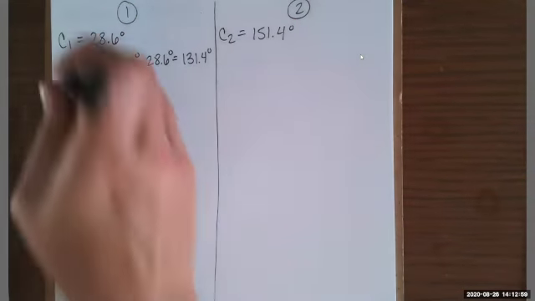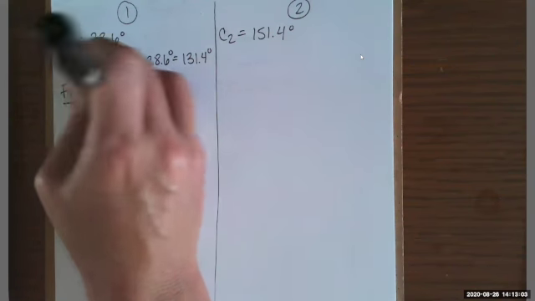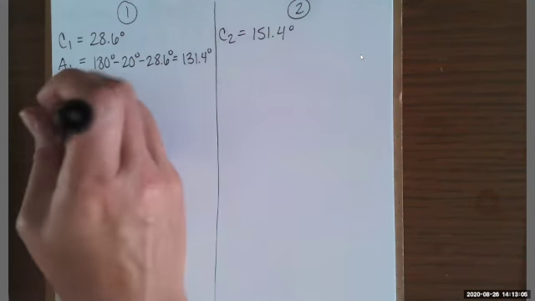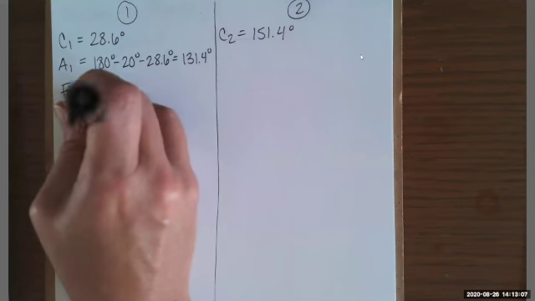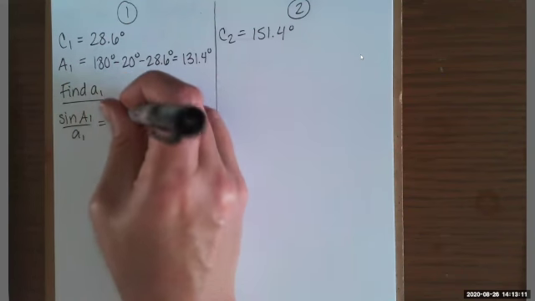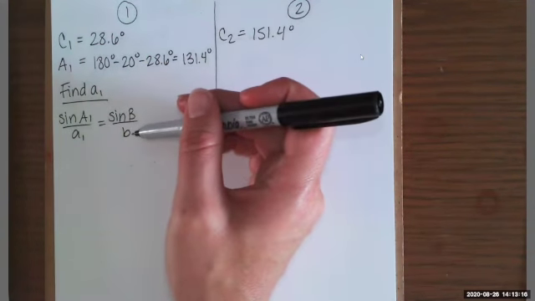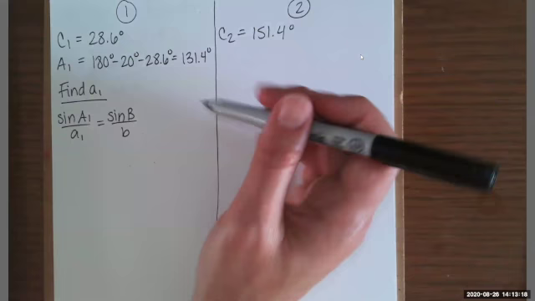The last thing we need to do is find side A. So find little side A. And again, I'm going to call it A1. So I'm going to set up sine of A1 over side A1 is equal to sine of B over B. You notice here I didn't put the subscripts on the B because the B is set by the problem, so it's going to be the same on both.